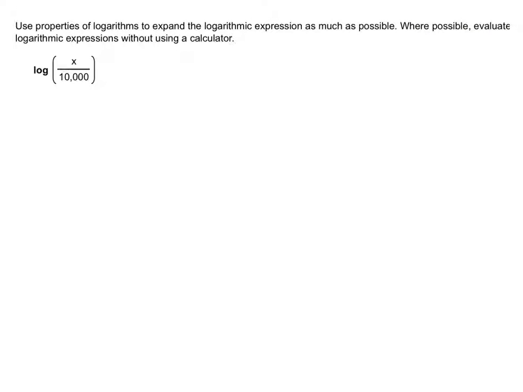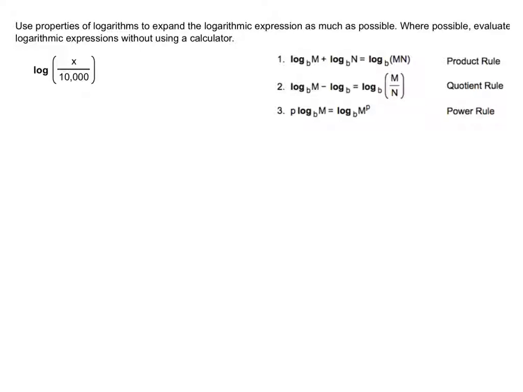Now I have the log of x divided by 10,000. If we look at our properties, we can see that our logarithm follows the quotient rule. That's because we have a value being divided by another value. Therefore, we can expand this into the difference, or subtraction. Therefore, this becomes log of the numerator, which is x, minus log of the denominator, which is 10,000.